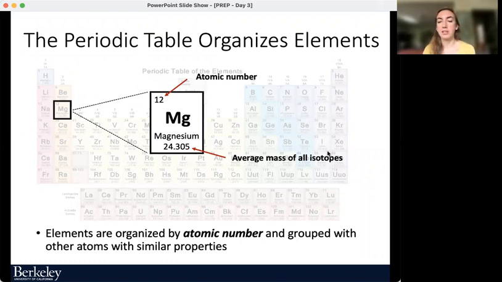Does anyone have any questions about using the periodic table? For now, using it just to get the atomic number and the average mass of the isotopes.